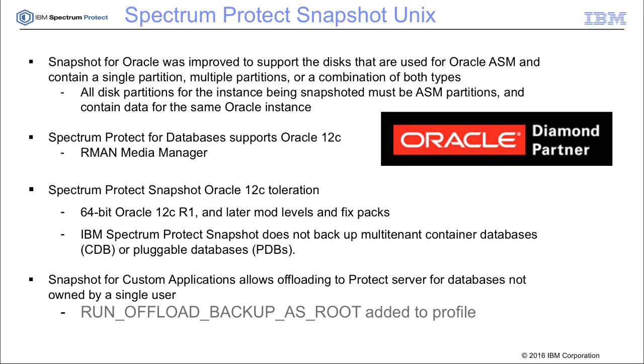So moving along to some of the other databases and applications supported by Spectrum Protect Snapshot for UNIX. For Oracle, Snapshot for Oracle was improved to support the disks that are used for Oracle ASM and contain a single partition, multiple partitions, or a combination of single and multiple partitions. Now, in order to use this, all the disk partitions for an instance being snapshotted must be ASM partitions, and that's Oracle Automatic Storage Management. And they also must contain data for the same Oracle instance.